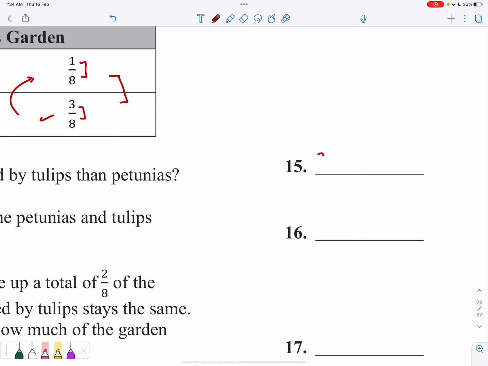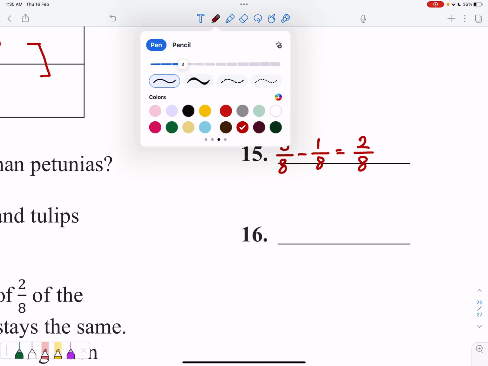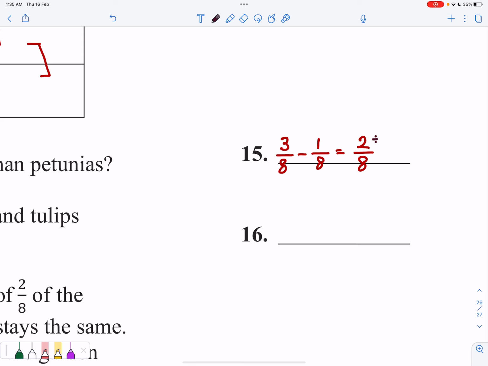To subtract, we write the greatest one first, 3/8, minus the smaller one, which is 1/8. Let's subtract. 3 minus 1 equals 2 over the same denominator. So 2/8 is the difference between these two kinds of flowers. We always like to simplify, so I can divide both of them by 2. 2 divided by 2 is 1, and 8 divided by 2 equals 4. So this is a correct answer, and this is also a correct answer.